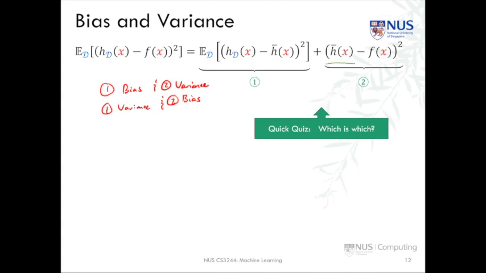Hopefully it's clear that the second term is looking at something that's systematic about the type of hypotheses that could be generated from the hypothesis set and doesn't depend on the particular draw of the data set. So that must be something intrinsic to the hypothesis set, which would be its bias. And the first one is dependent on the particular data set that's being drawn, so that must be the variance.